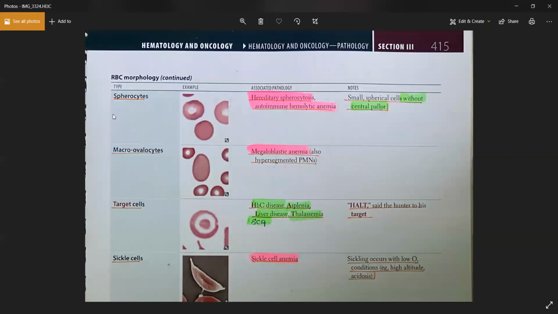Then comes the spherocytes. It is seen in two conditions. One is hereditary spherocytosis, and second is autoimmune hemolytic anemia. Very important. You will see the spherocytes. So how will you differentiate based on the PBS between hereditary spherocytosis and autoimmune hemolytic anemia? In both scenarios, you will have spherocytosis.